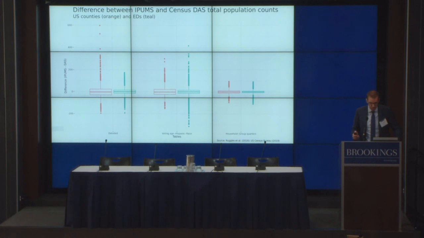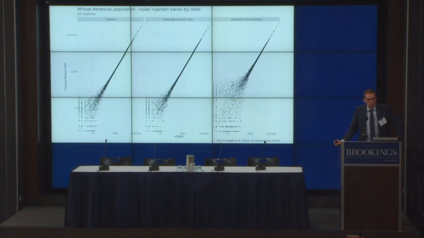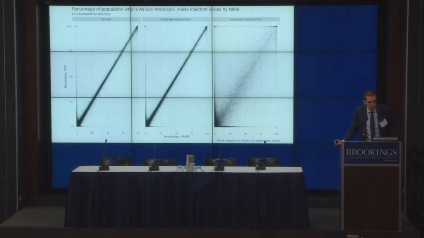That's great for total population, but it does not work well when you add race into the situation. Race is not protected. There's a lot of noise infused into the race variable when you assign a lot of privacy loss budget to the household group quarters table. So now you see a lot more spread in that household group quarters when we look at the African American population at the county level. And it's even worse when we drill down to the ED level. When you assign the privacy loss budget to HHGQ, all bets are off on what kind of relationship you're going to get. But it looks pretty good for the ones that include race in it, voting age and EDs.